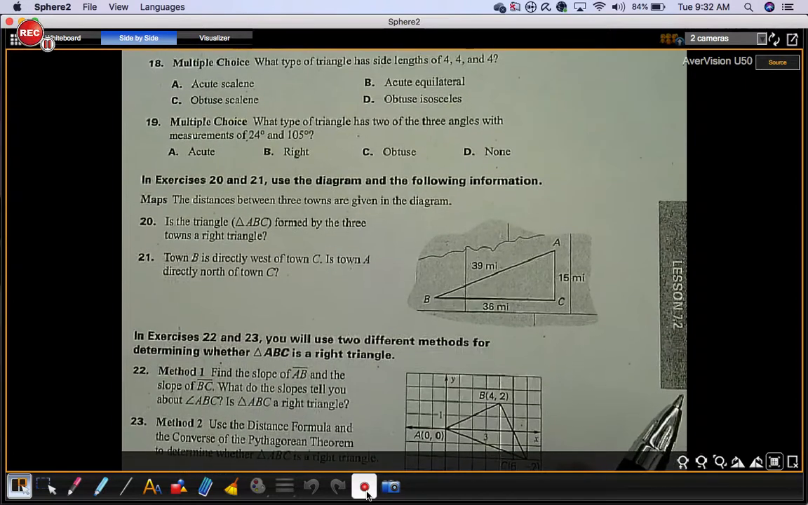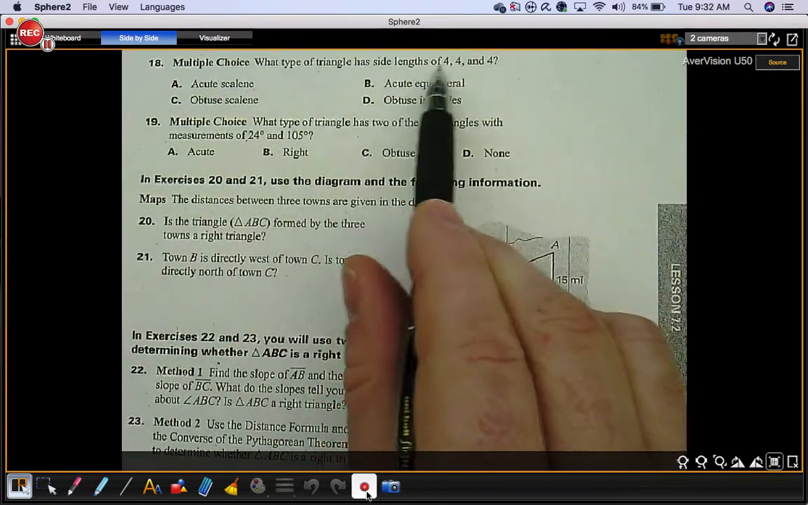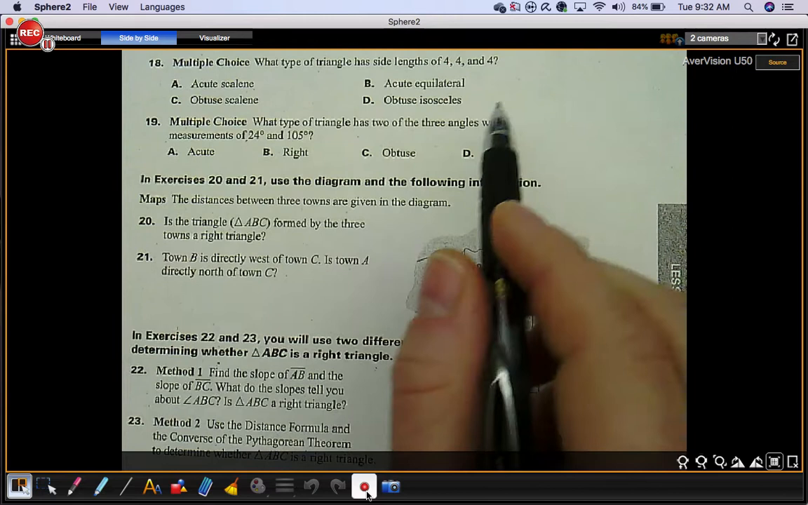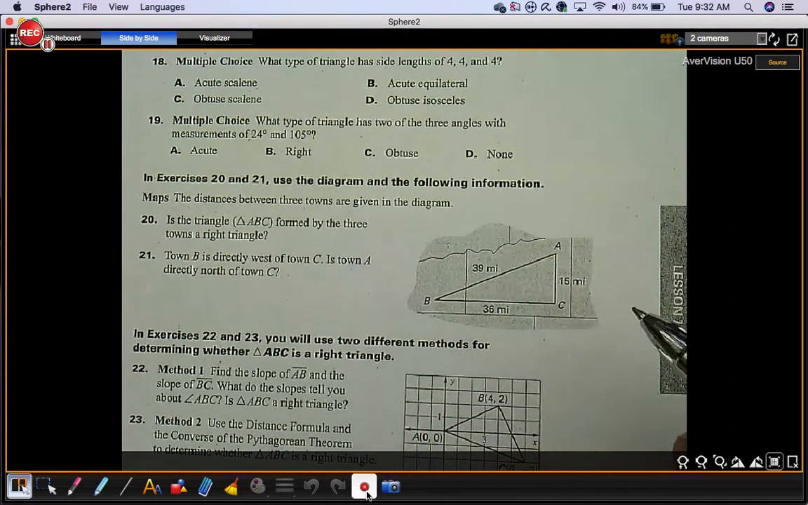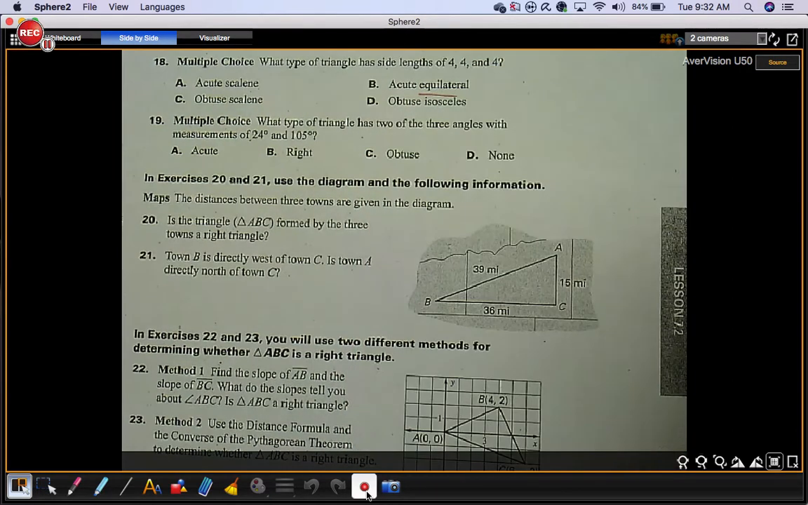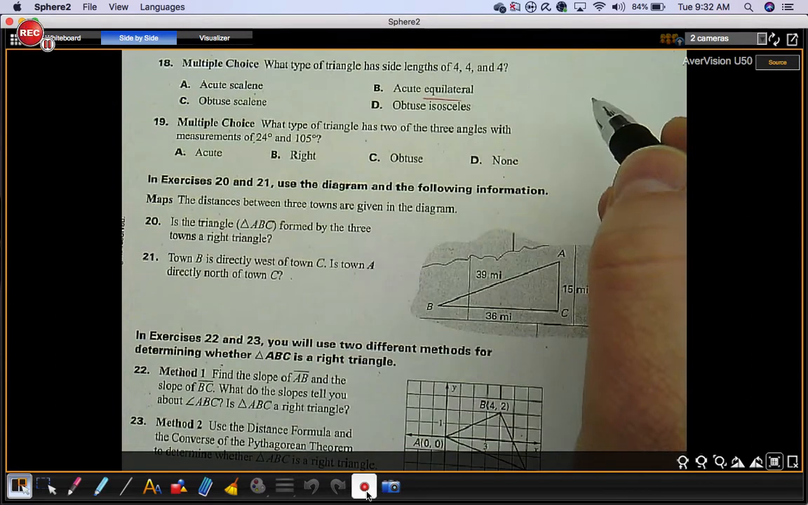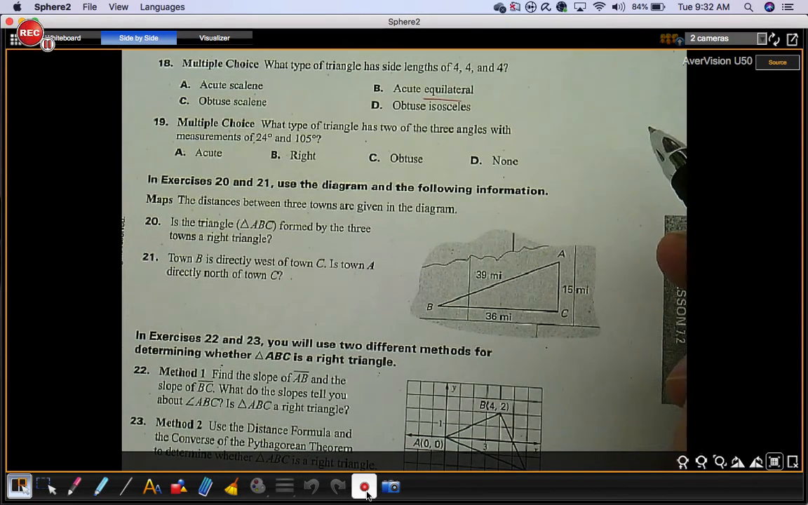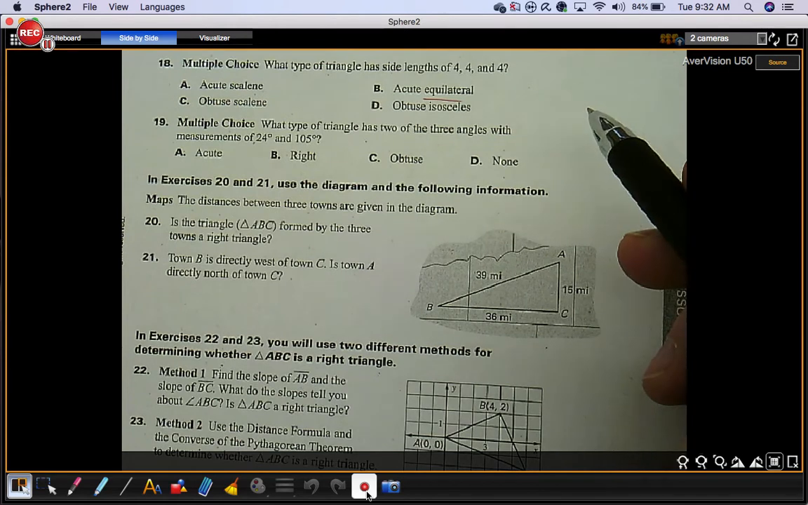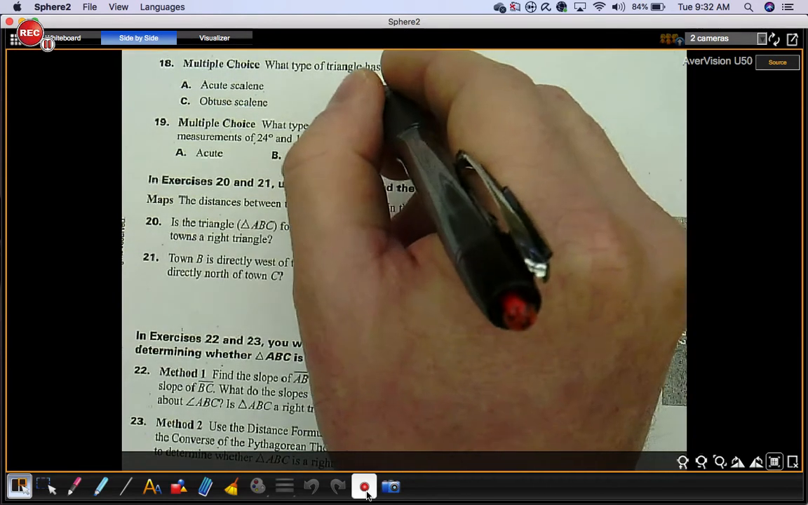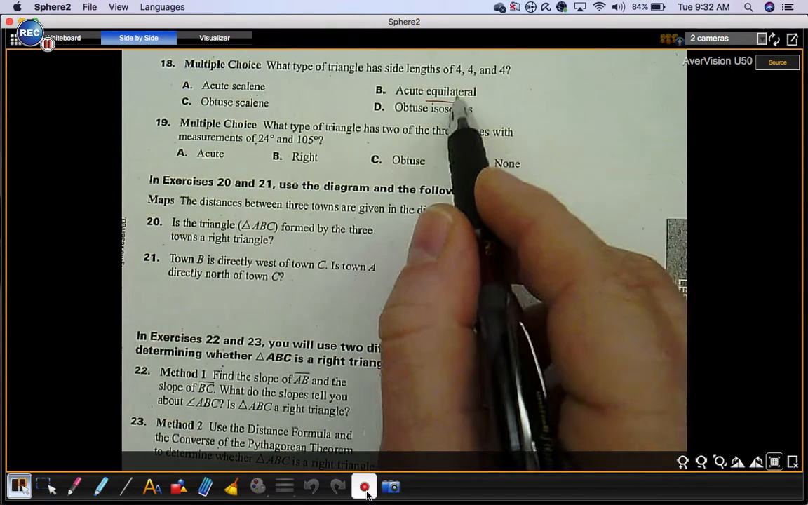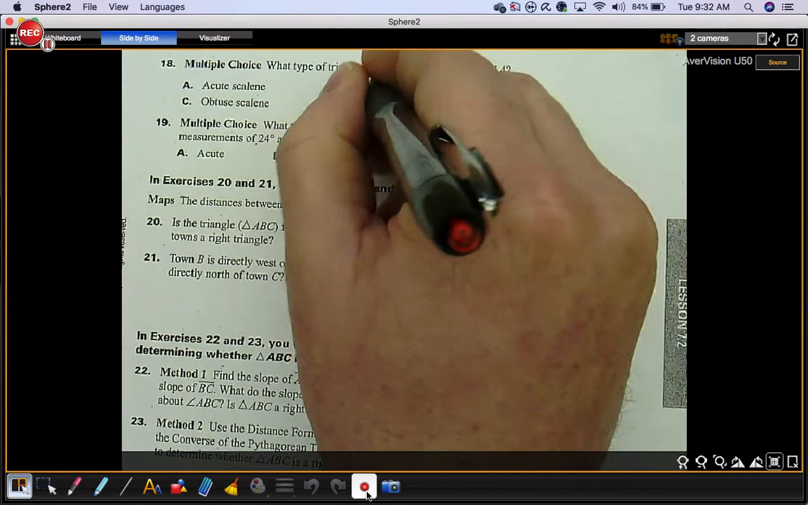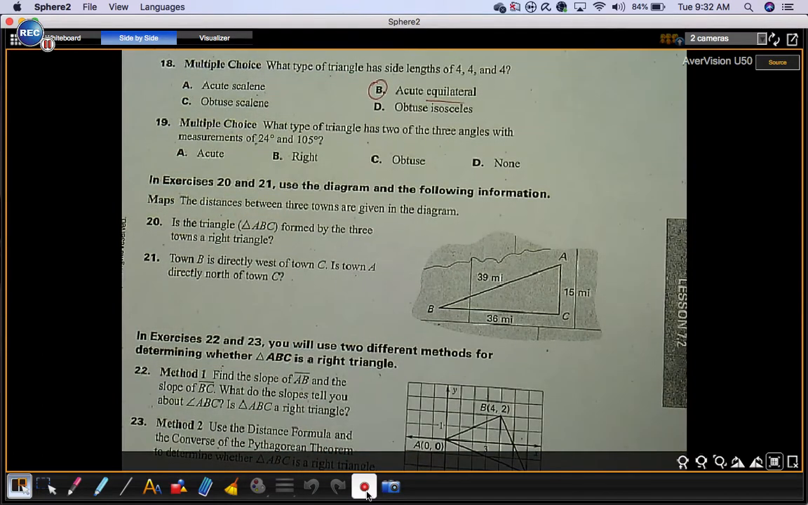Number 18, what type of triangle has side lengths of 4, 4, and 4? Well, if the side lengths are all the same, then it's equilateral. And if you have an equilateral triangle, the only possible angle measure for each one, since all the angles would be the same, would be 60. 60, 60, 60 adds up to 180. Every equilateral triangle in the world is acute. There's no possible alternative for that triangle.